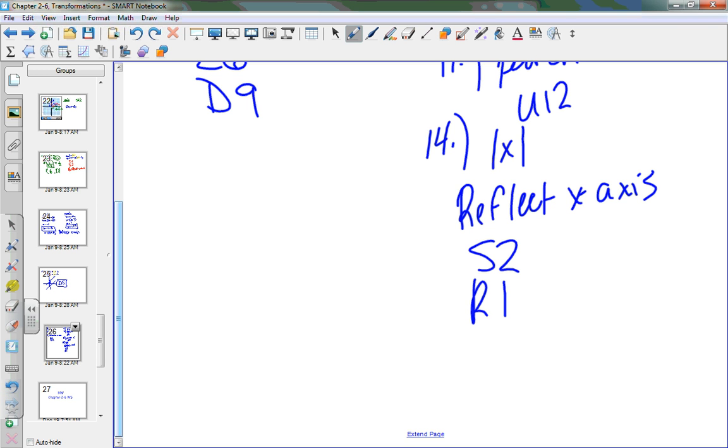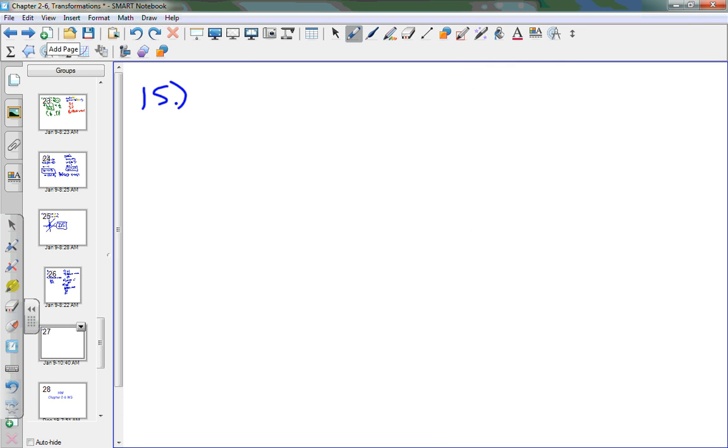Okay? Number 15. G of x is equal to 6 minus absolute value of x plus 5. So what's my parent function?